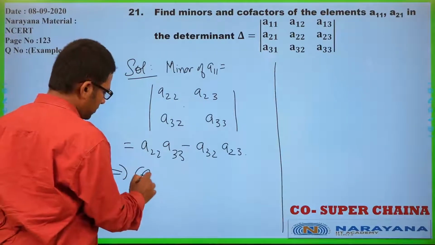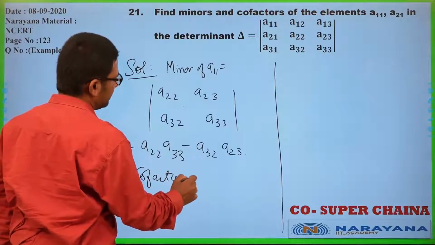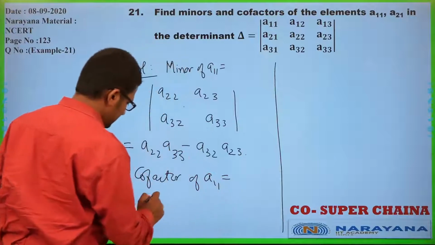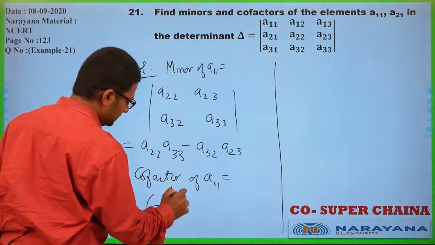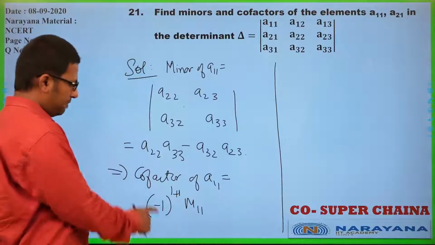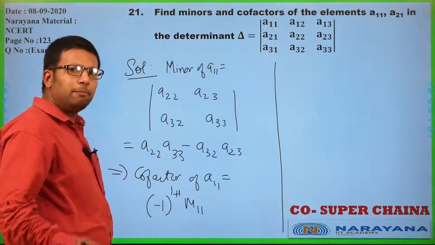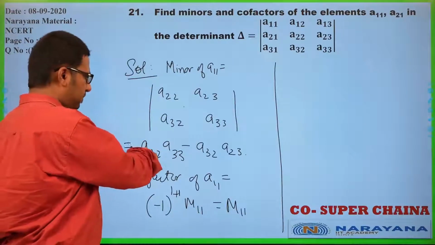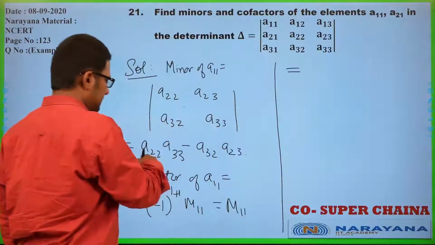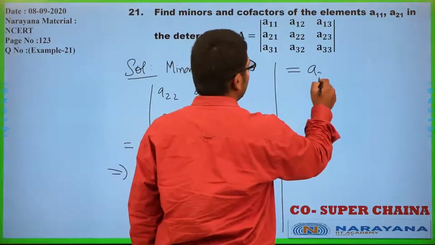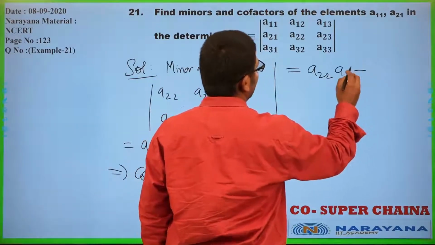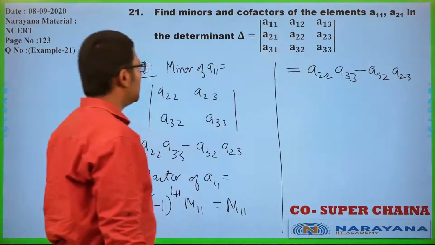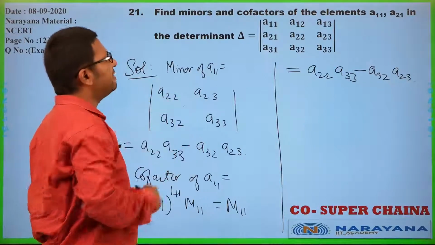So therefore, cofactor of A11 would be minus 1 raised to 1 plus 1 M11, right? But minus 1 raised to 1 plus 1 is plus 1. So this is M11 only, right? And M11 we have already calculated. So this is A22 A33 minus A32 A23. Okay? So minor and cofactor of A11.